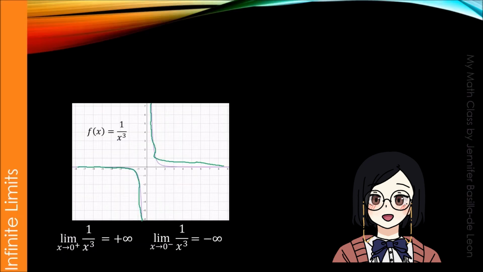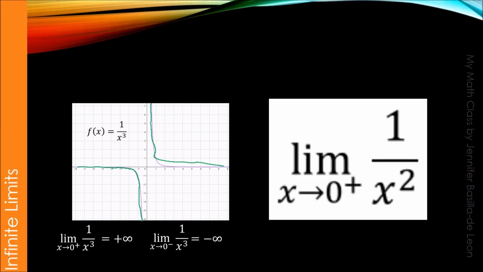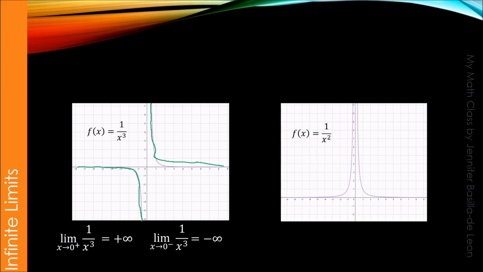Now consider the limit of 1 over x squared as x approaches 0 from the right. Using the graph of 1 over x squared, we can conclude that the limit of 1 over x squared as x approaches 0 from the right is positive infinity. We will also have positive infinity for the limit of 1 over x squared as x approaches 0 from the left. Take note that as x approaches 0 from the left, the graph increases without bound. Hence, the limit of 1 over x squared as x approaches 0 from the left is positive infinity.